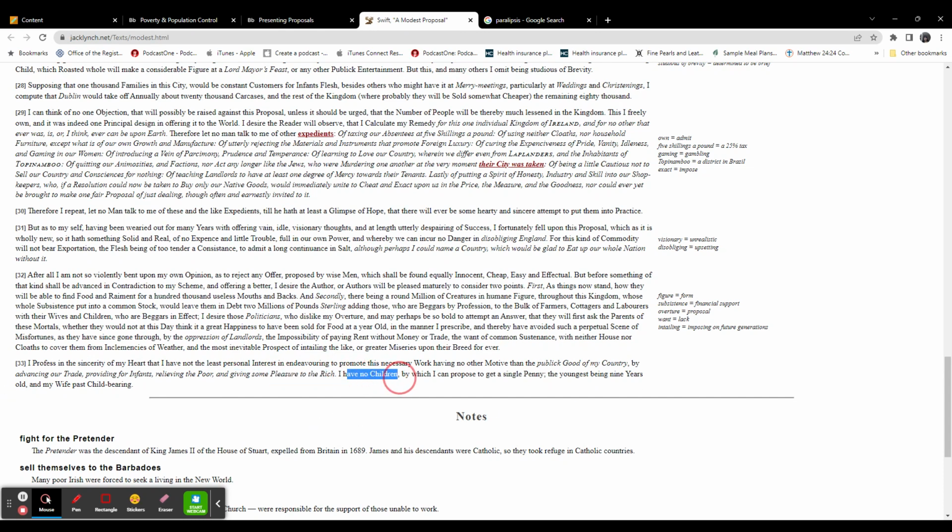I have no children. This is the irony also. I have no children by which I can propose to get a single penny, the youngest being 9 years old, and my wife past childbearing.